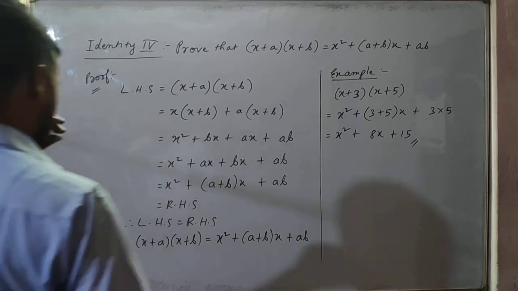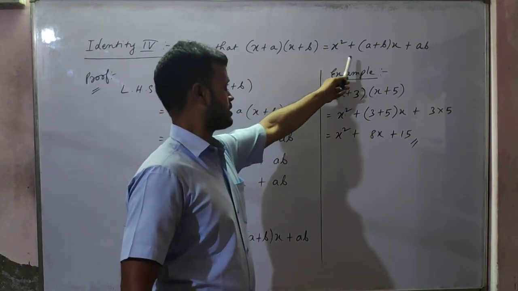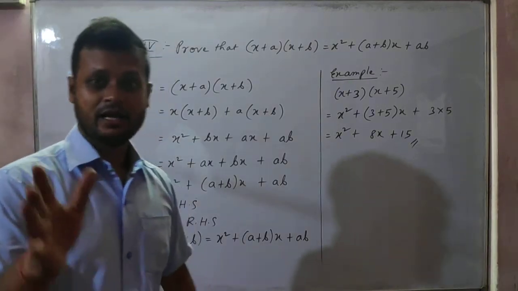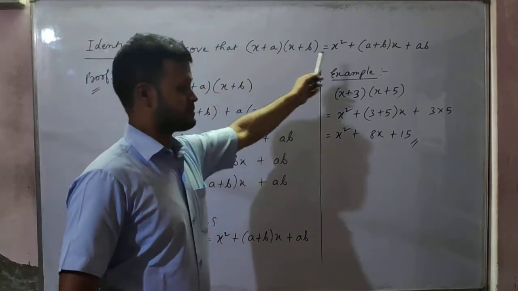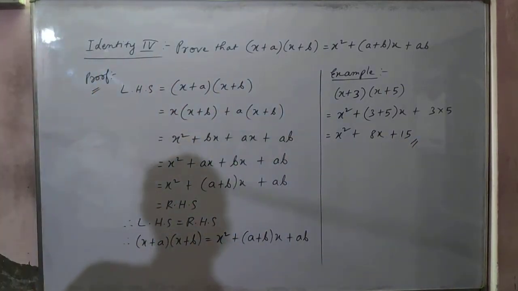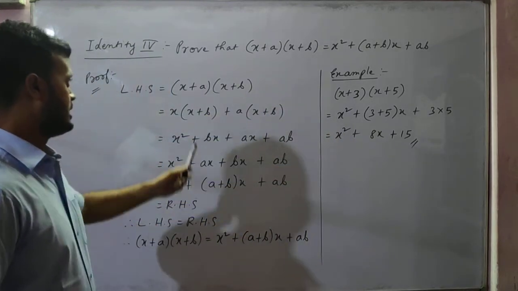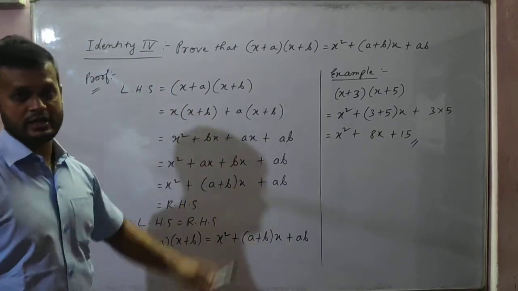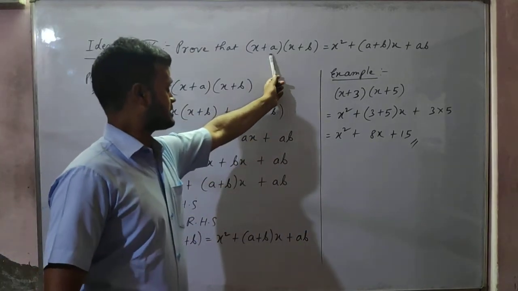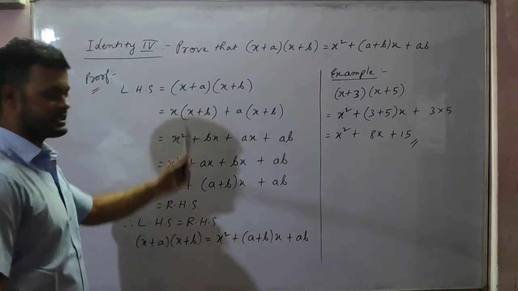So students, prove that x plus a into x plus b is equal to x square plus a plus b x plus ab. Okay. So LHS, let us take the left hand side, students. In the left hand side we have x plus a into x plus b, isn't it? So we will prove that x plus a into x plus b is equal to x square plus a plus b x plus ab. So let us take the left hand side.